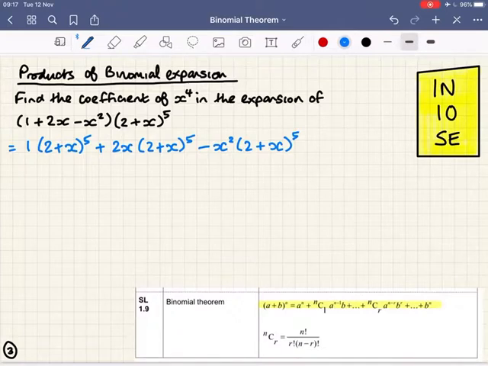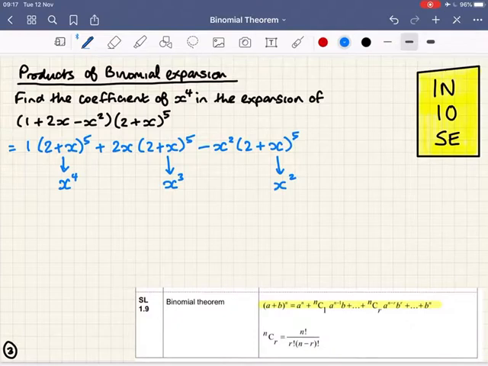So in this first term, I'm going to be multiplying by 1. So I will want the term that results in x to the power of 4. In the second one, I'm going to multiply by 2x, so I would want the result, or the term, from the expansion that results in x to the 3. And in this last one, I'm going to be multiplying by x squared, so I would want the term that results in x squared, because x squared times x squared would give me x to the 4.